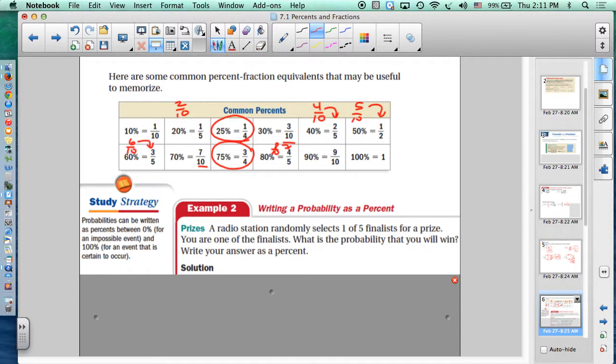So if a radio station randomly selects 1 out of 5 finalists for a prize, and you're one of the finalists, what's the probability that you would win? Write your answer as a percent. Well, to write it as a fraction, we're going to say that it's 1 over 5, or 1/5.